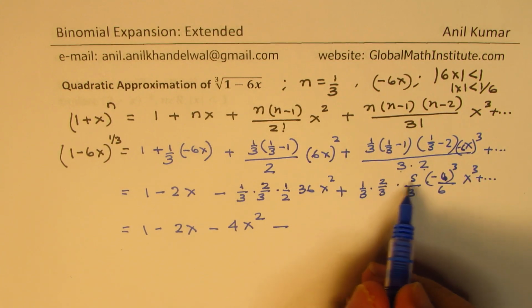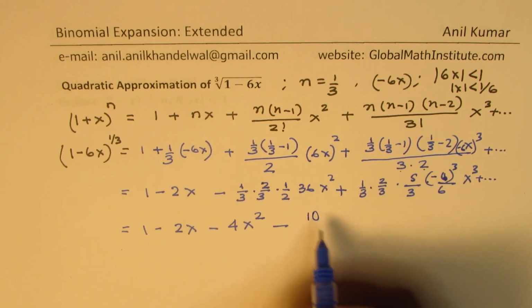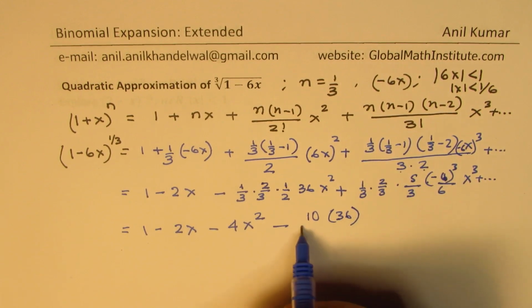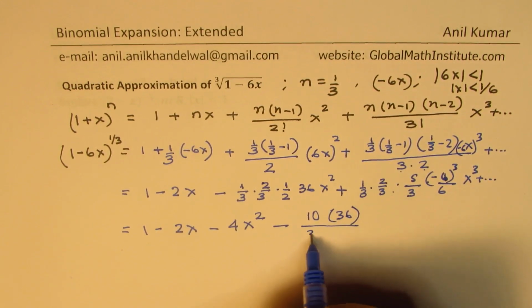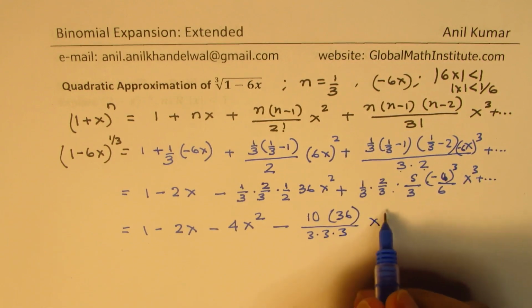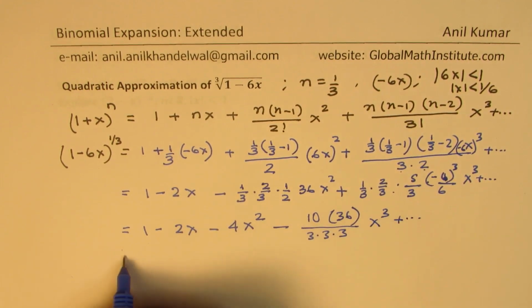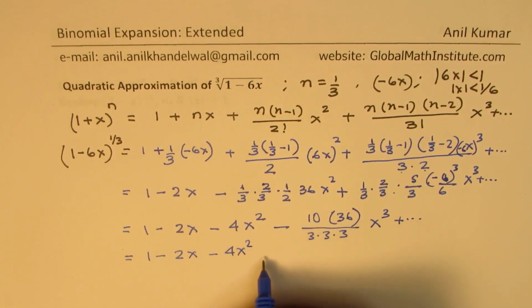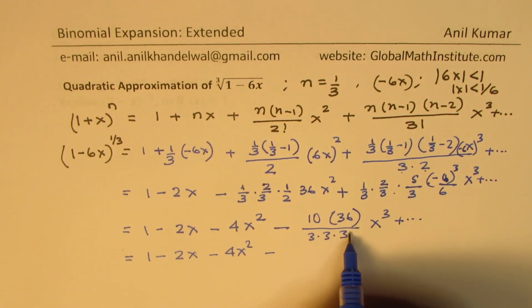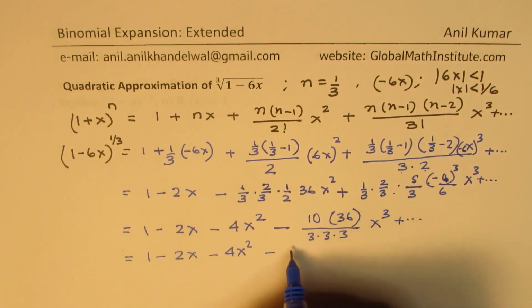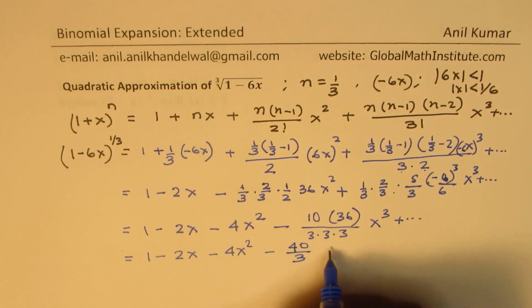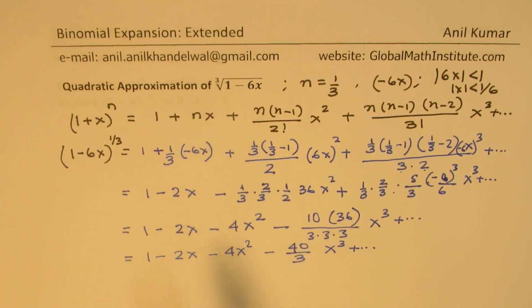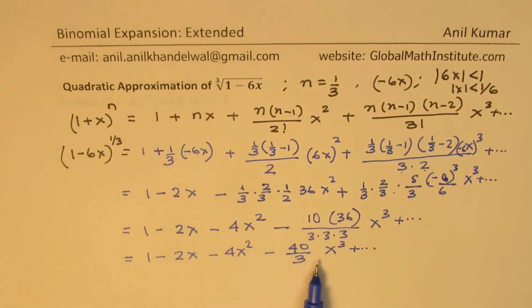Let's do it like this. We have 2 times 3 as 10, and then we have 36. This 6 cancels, right? And we have here 3 times 3 times 3, x cubed. We'll do it in 2 steps. So we get 1 minus 2x minus 4x squared, and that is minus, so we get 9 times 4, so we get 40 over 3 x cubed, plus so on. So we could actually write this expression as a cubic expression as shown here.